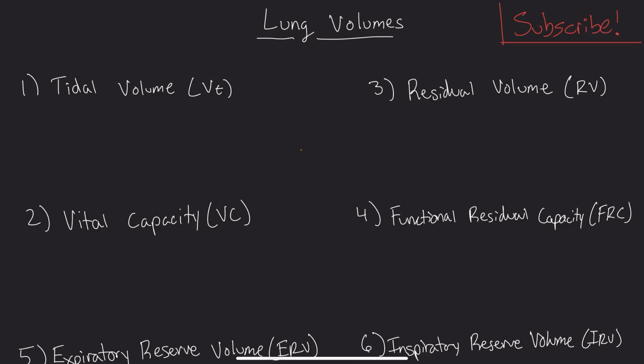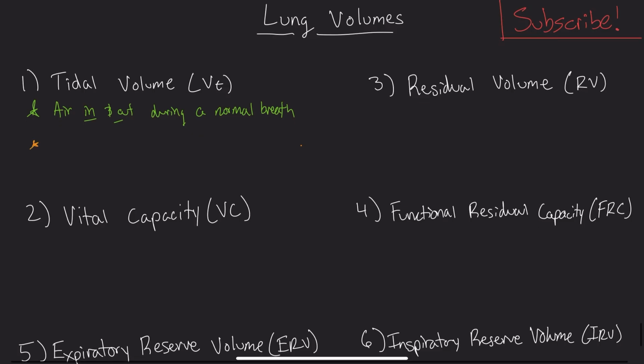This one is pretty basic but very important to understand, because you'll need to understand this in order to understand some of these other values down the line. So what is tidal volume? Tidal volume is the amount of air in and out of your lungs during a normal breath. So pretty basic, but like I said, critical to understand moving forward.